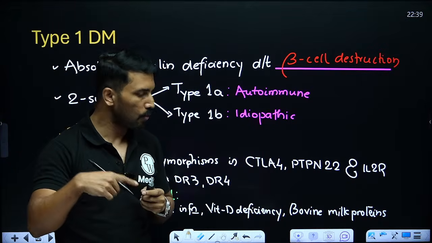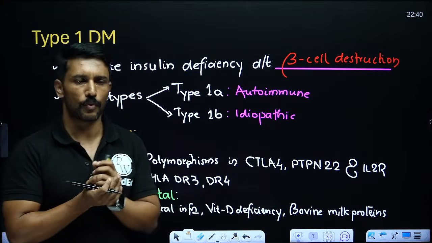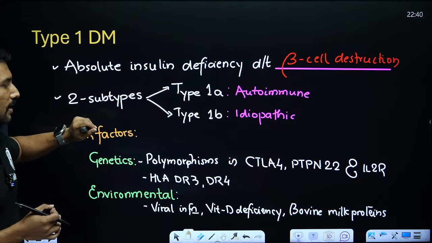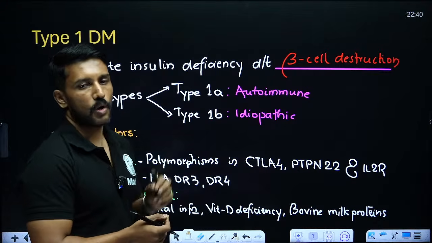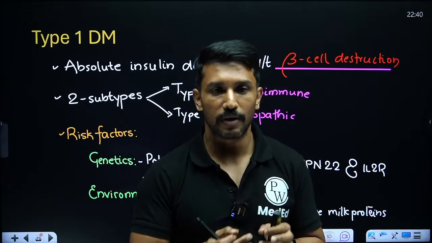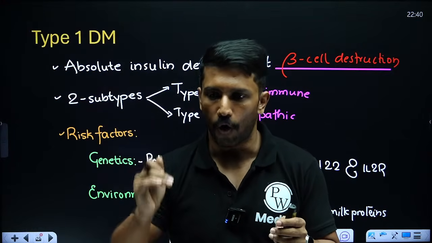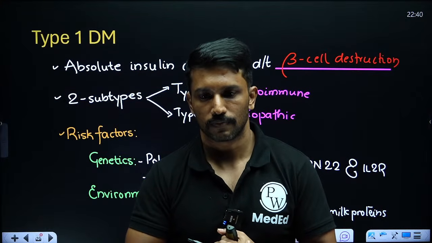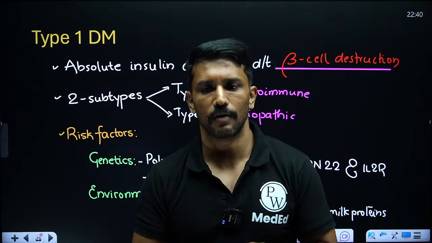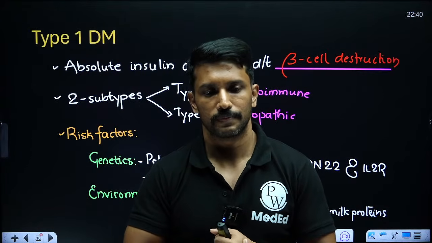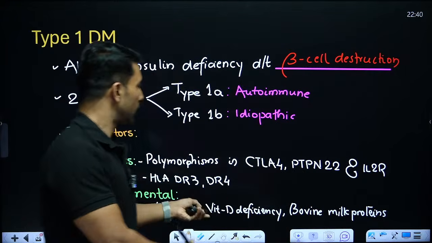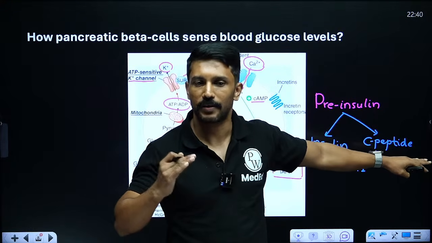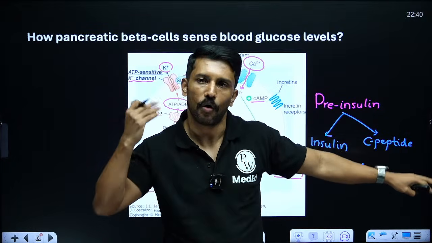Now, before I go and talk about the antibodies, I have a question. If I get a patient with type 1 diabetes mellitus and I check his C-peptide levels, what will happen to the C-peptide levels? Will they be normal, elevated or low? What do you think? So please remember, why did I stress so much on the C-peptide levels? Because it can be a marker of whether insulin production is normal, low or high.